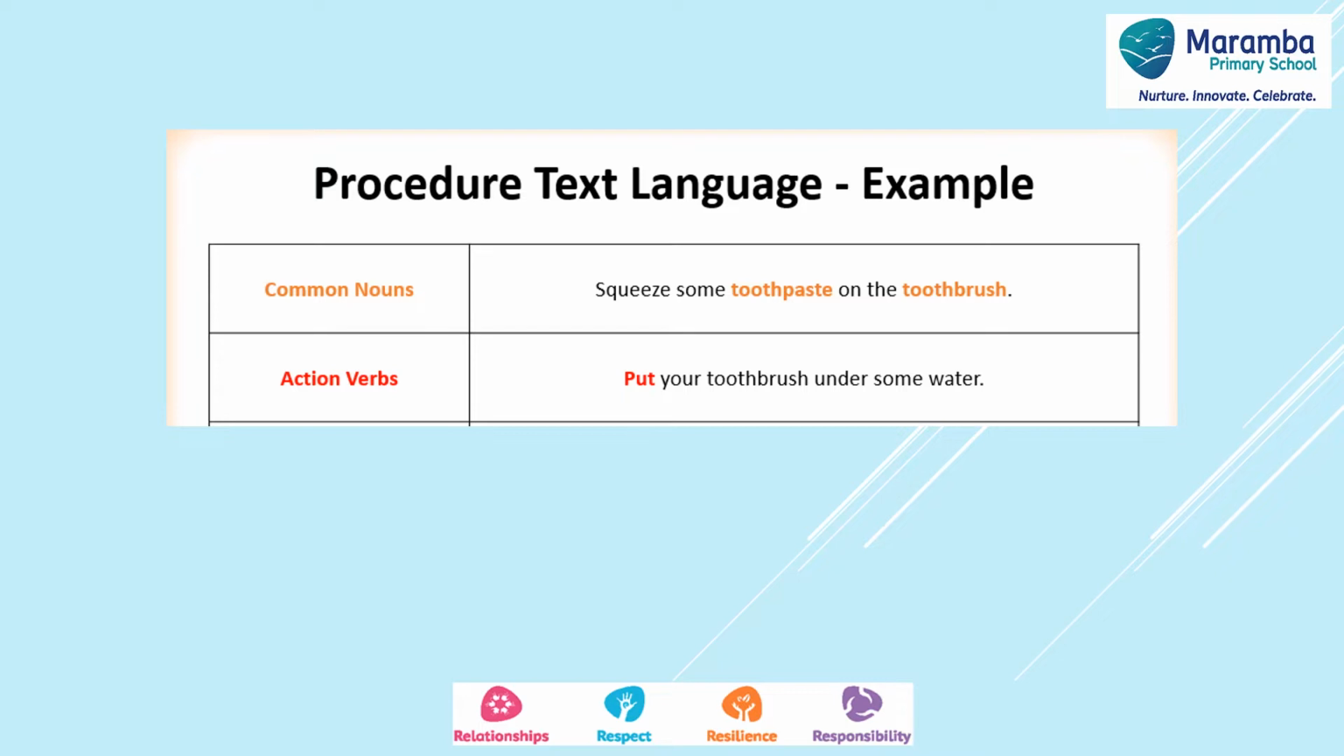Procedures have specific words. They have nouns and verbs. Nouns are the name of something. Squeeze some toothpaste on the toothbrush. The two orange words here are both nouns, toothpaste and toothbrush.